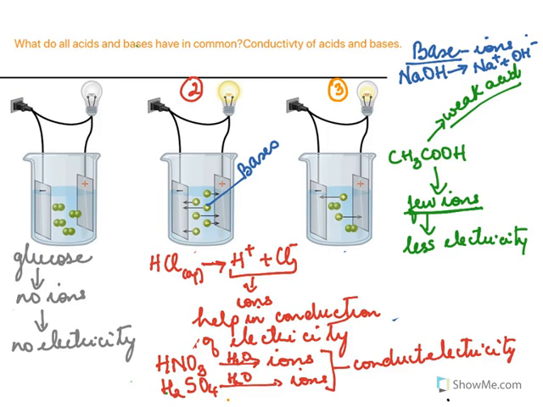So glucose does not help in the conduction of electricity. The bulb does not glow for glucose, because glucose does not give ions. But when it comes to acids and bases, the bulb glows very brightly for both acids and bases, because they give out a lot of ions which help in the conduction of electricity. However, if your base or acid is weak, then the bulb does glow but less brightly, because the number of ions given out or dissociated or formed is less.